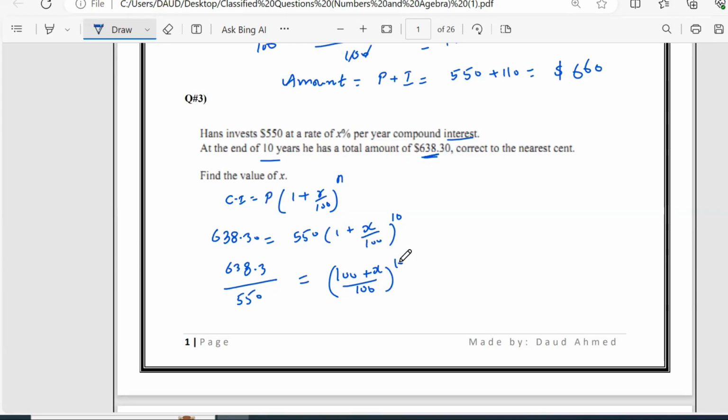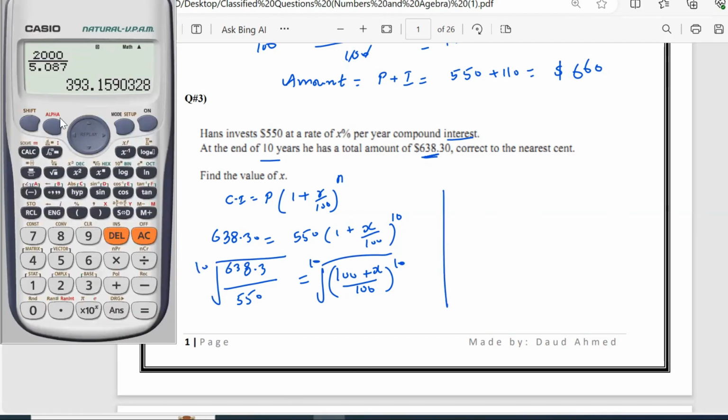This power 10 we can cancel by taking the 10th root on both sides, the 10th root on the right as well as the left. So we will check in the calculator what it gives us. If I press shift, and it is the 10th root, keep inside, and we have the value 638.30 over 550. That gives me 1.015.